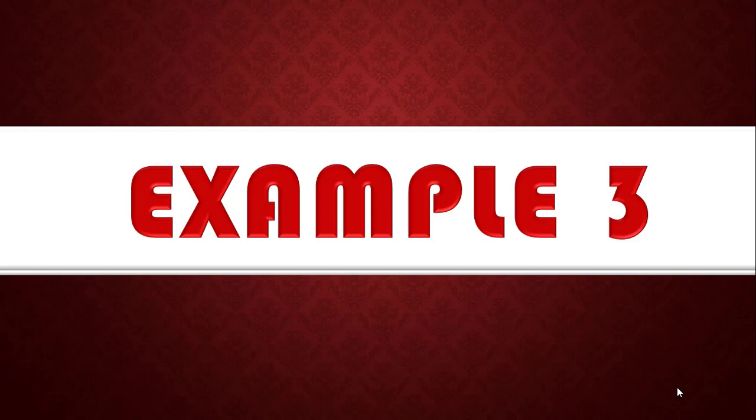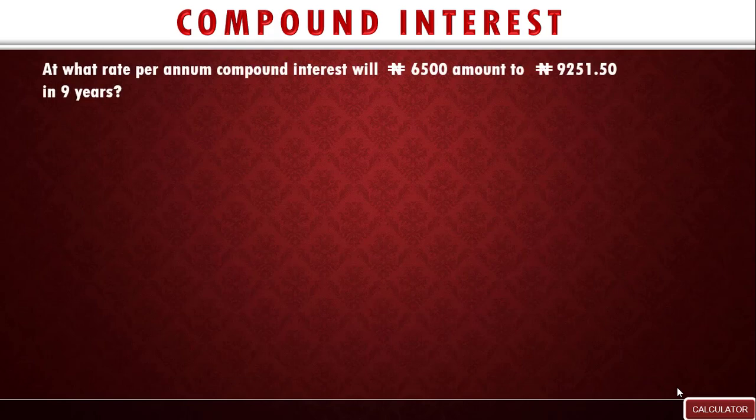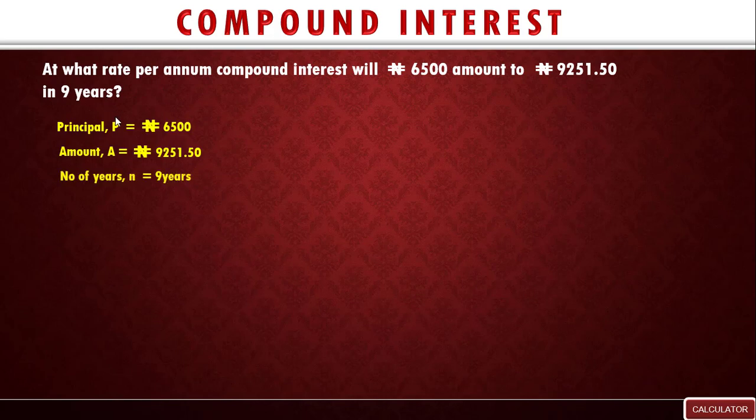Now is the time to show you example 3. At what rate per annum compound interest will 6,500 naira amount to 9251.50 naira in 9 years? The first thing you're going to do right here is to list out what you're given. In this question, we're given the principal. This is the principal here. Principal is 6500, and then we're also given the amount. The amount is 9251.50. Then we're also given the number of years, and that is 9 years. Then we're asked to determine the rate.